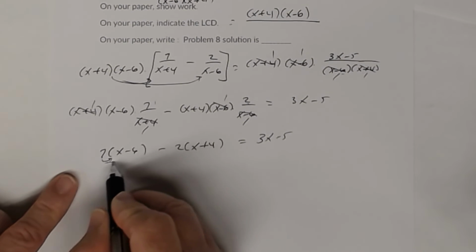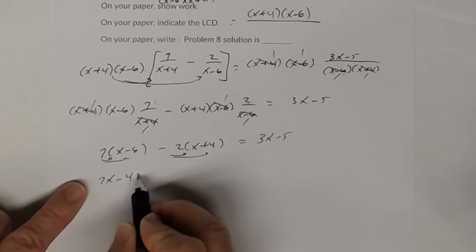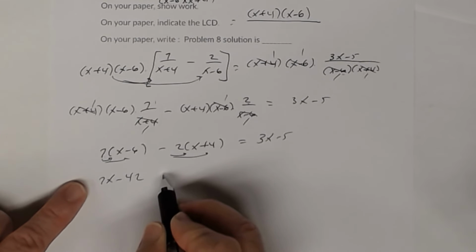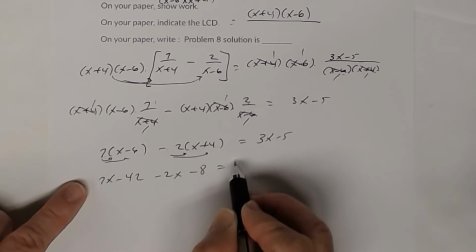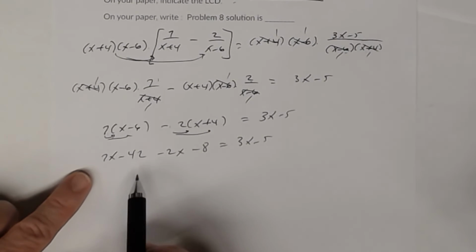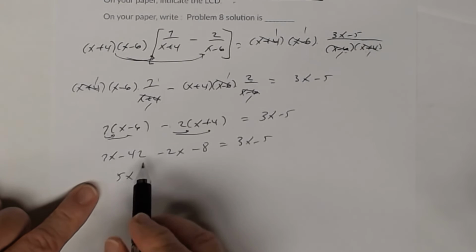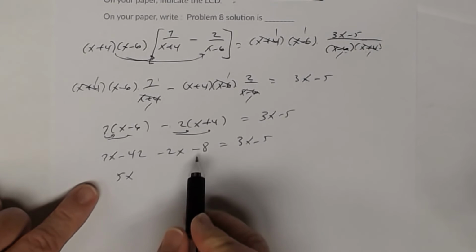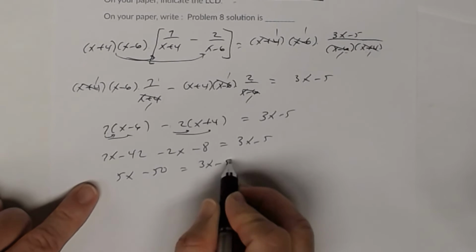So I'm going to go ahead and distribute in both cases here. So I get 7x minus 42. A negative 2 times x is a negative 2x, and a negative 2 times 4 is a negative 8, equal 3x minus 5. Combining like terms, 7x and a negative 2x is 5x. A negative 42 and a negative 8 is a negative 50, equal 3x minus 5.